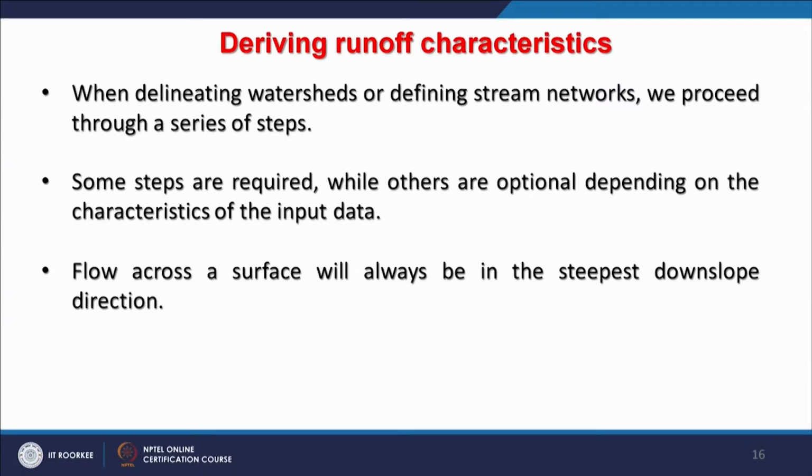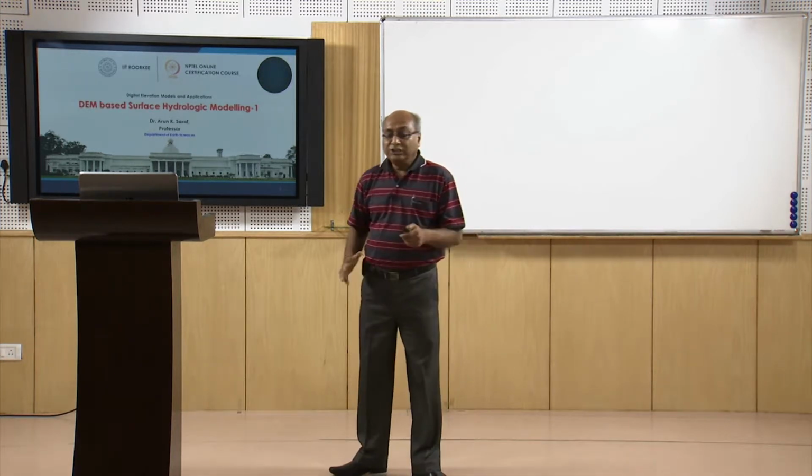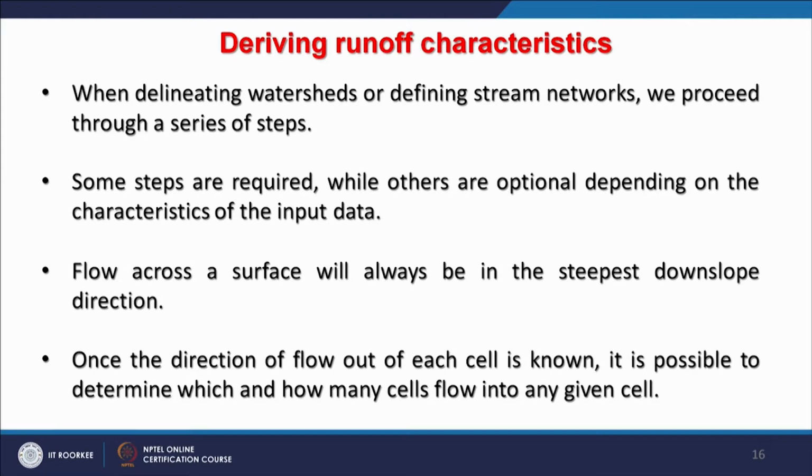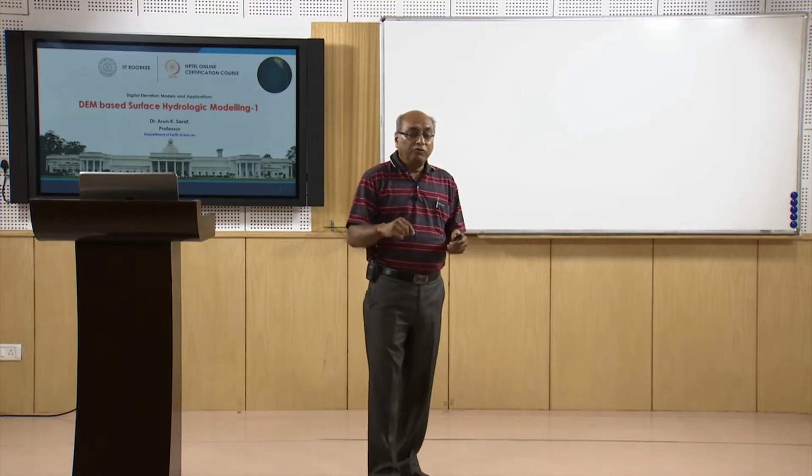Flow across a surface will always be in the steepest downslope direction. This we know is a very simple, fundamental thing. That is why the first step here is to calculate the flow direction. Once the direction of flow out of each cell is known, it is possible to determine which and how many cells flow into that given cell, and that will decide the flow accumulation. So, the first step, after depression removal or even before that, is that the flow direction has to be calculated.